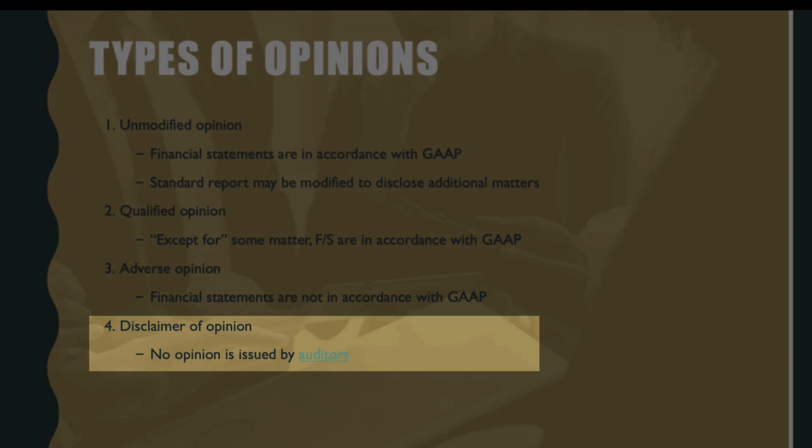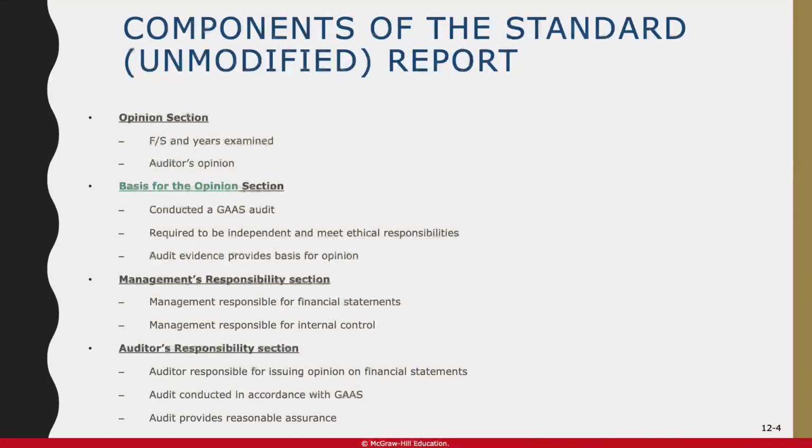A disclaimer of opinion is issued when the auditor is unable to form an opinion on the financial statements due to significant uncertainties or limitations in the audit scope. It is crucial for auditors to clearly communicate their findings through these opinions, providing stakeholders with insights into the reliability and conformity of the financial statements. The choice of opinion depends on the auditor's assessment of the evidence gathered during the audit process.